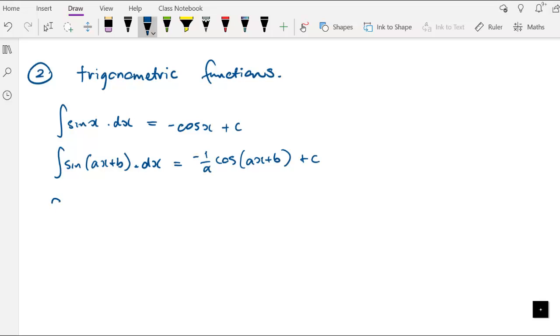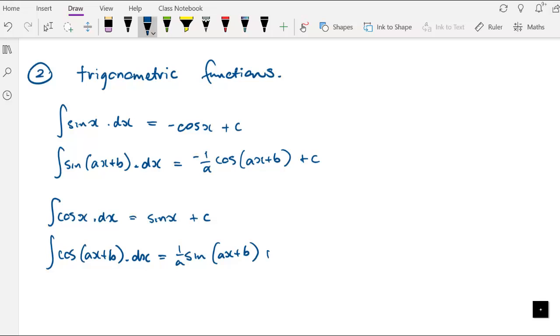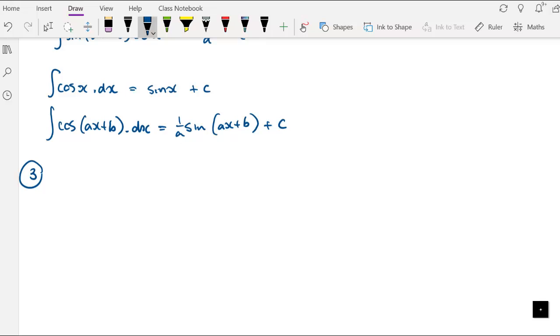And if we look at cosine, then we've got the integral of cos x dx will be sine x plus c, and the integral of cos of ax plus b with respect to x will be 1 on a sine of ax plus b, plus c.